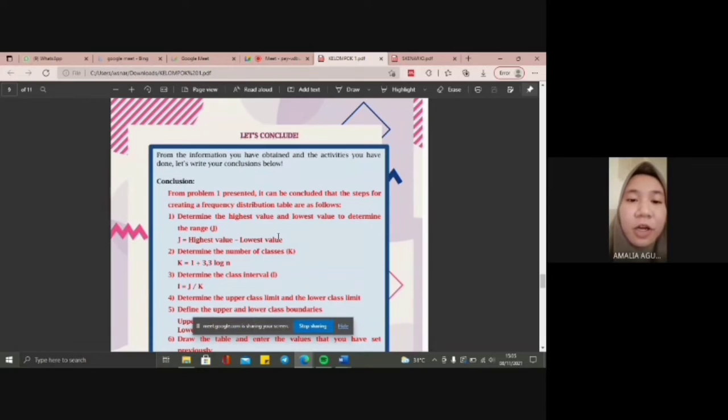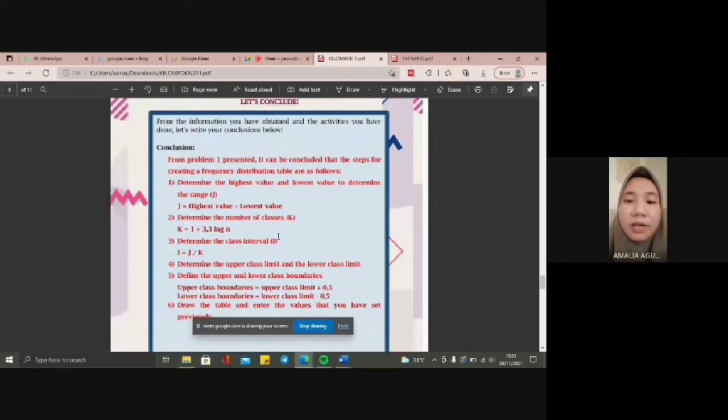Next, let's conclude. From the information you have obtained, the activities you have done, let's write your conclusion below. From problem 1, it can be concluded that the steps for creating a frequency distribution table are as follows. Number 1, determine the highest value and lowest value to determine the range: R equals highest value minus lowest value. Number 2, determine the number of classes K: K equals 1 plus 3.3 log n.